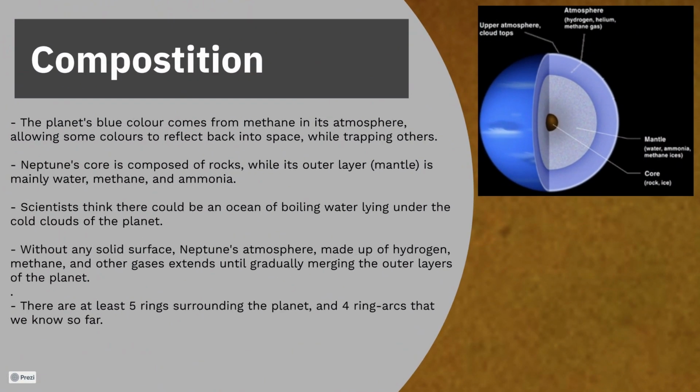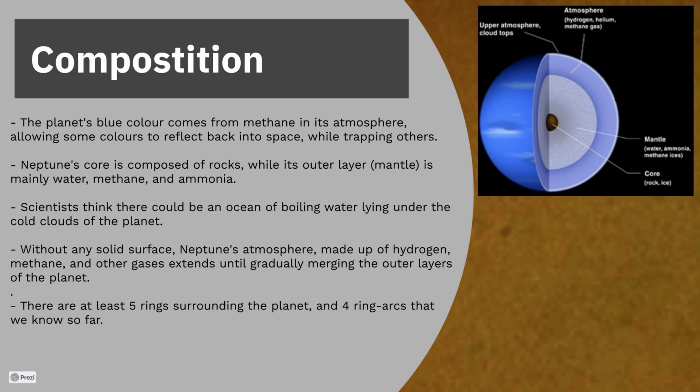Neptune's composition. The planet's blue color comes from methane in its atmosphere, which allows some color to reflect back into space while trapping others. Neptune's core is composed of rocks, while its outer layer, called the mantle, is mainly water, methane, and ammonia. More than 80% of Neptune's mass is made up of materials such as water, methane, and ammonia, which surrounds its rocky core.